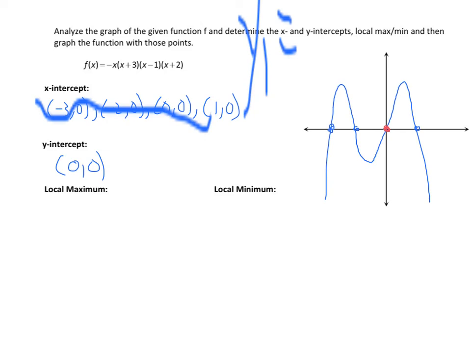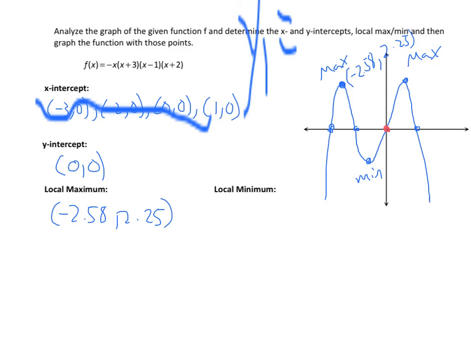The local max and local min, any local maximum is a high point like the top of a mountain. So this would be a local max right here. This would be another local max, and this would be a local min. Using the graphing calculator, I found that this first local max is the point -2.58, 2.25.